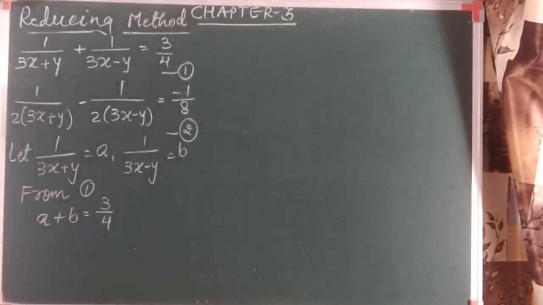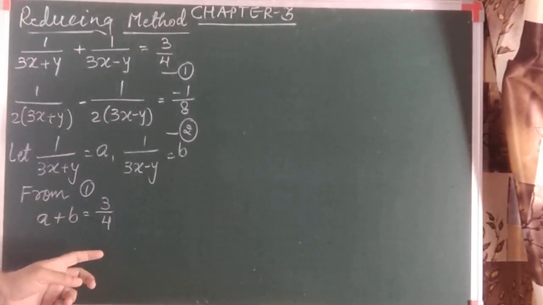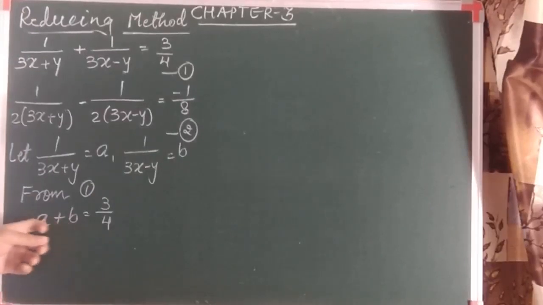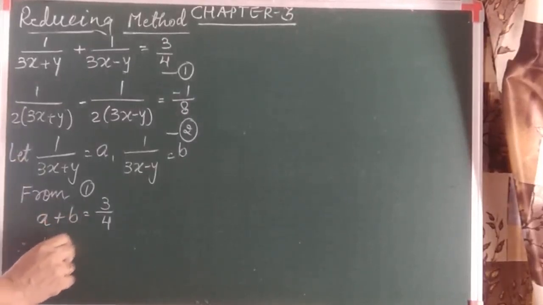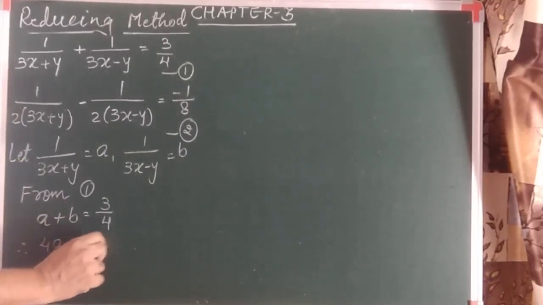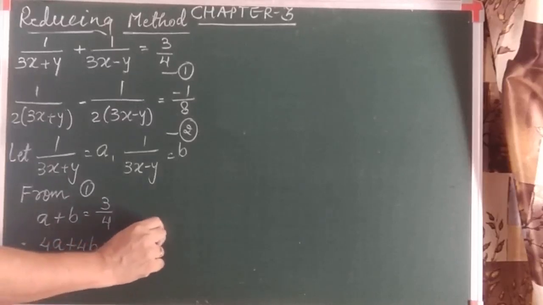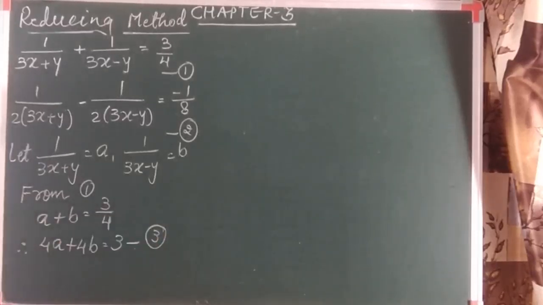As we discussed earlier also, we never require the denominator in the equation. So we should multiply 4 with both the terms. That means I am taking the LCM. So 4 multiplied with both the terms, so 4a plus 4b is equal to 3. So this is the new equation which we obtained.